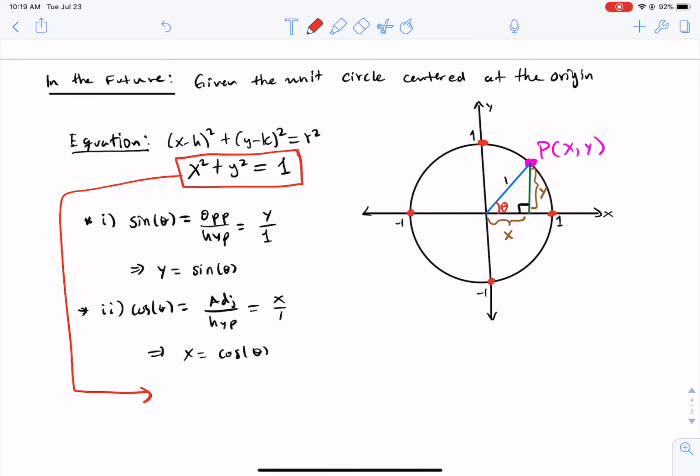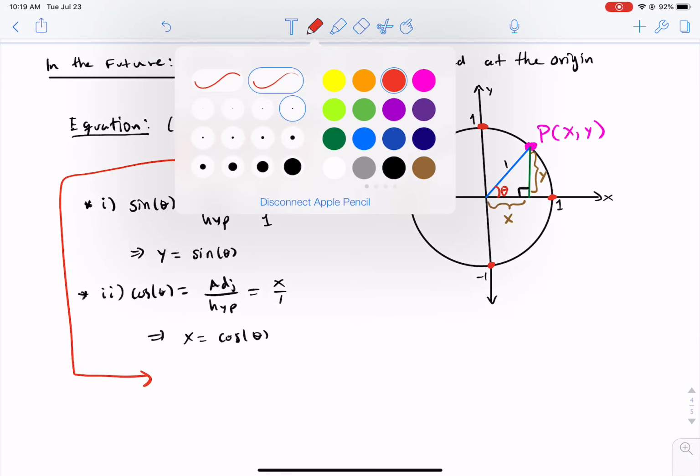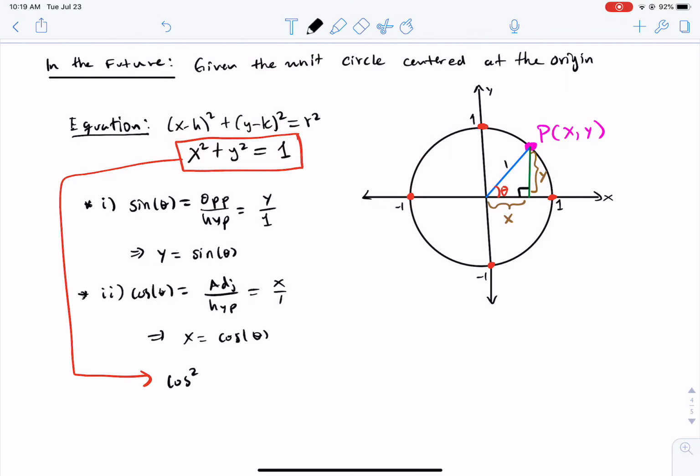So that equation gives me this equation here: cosine squared theta plus sine squared theta equals 1. That's where this one is born. You have seen this before. So this is a really important one, and it comes from a unit circle and connecting this.